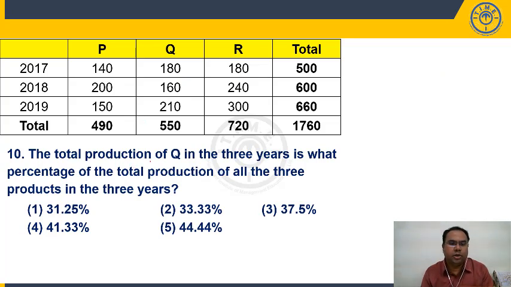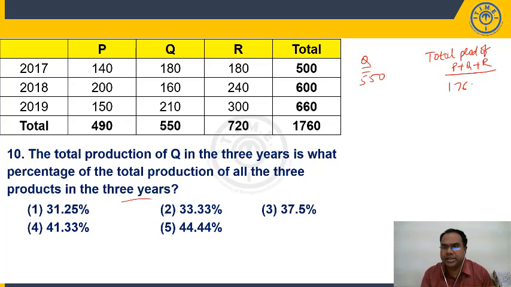Question number 10. The total production of Q in 3 years is what percentage of total production of all three products in 3 years? So clearly, total production of Q in all 3 years is 550. Total production of all three, P plus Q plus R, is how much? 1760. So this is what percentage of this value. So I can say ignore the 0 here.